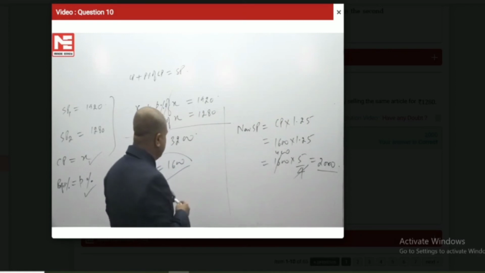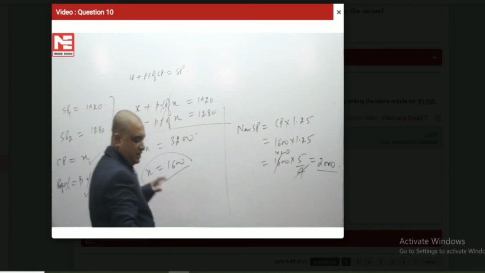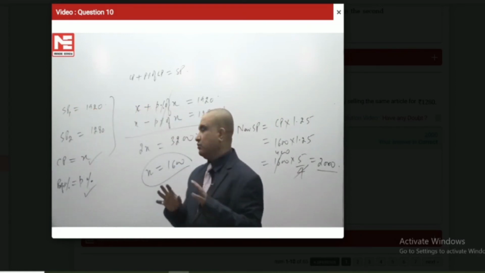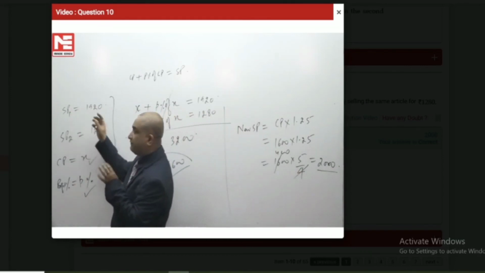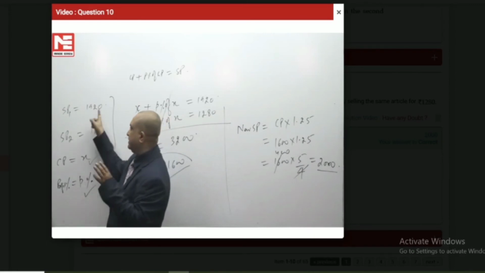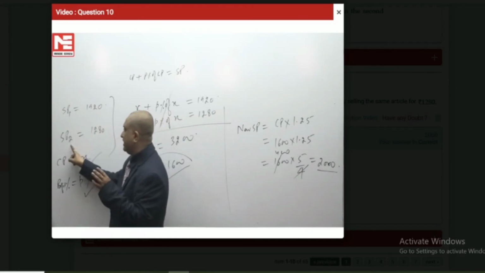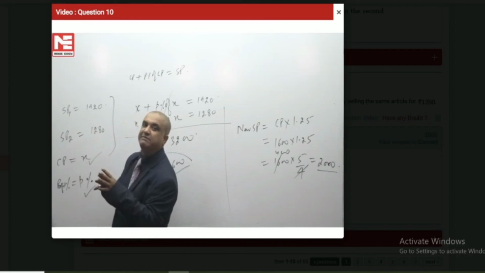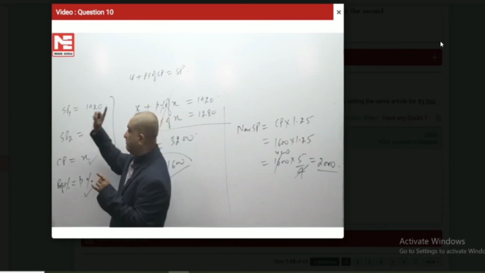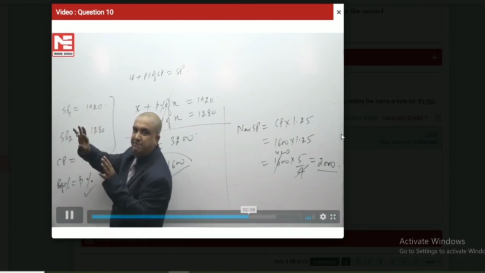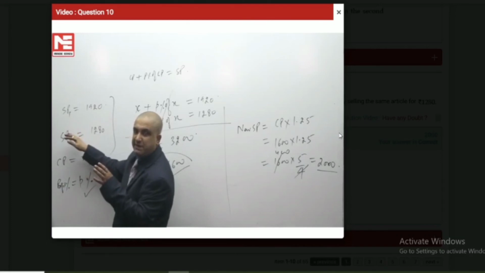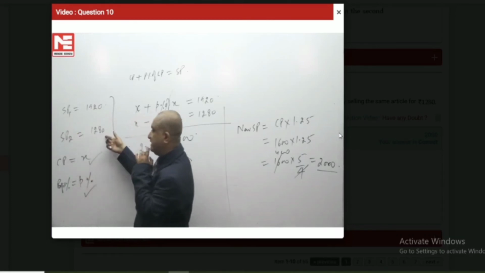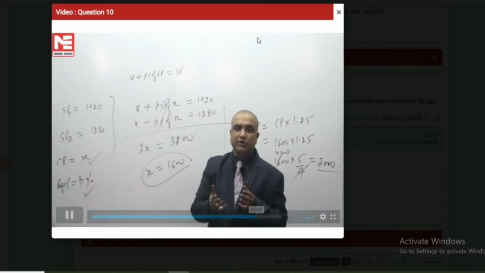Now there is a fairly simple way of looking at things. We need not solve this question at all, because, fairly simple, we can say SP1 after making a profit of P percent, SP1 is this, and SP2 after making a loss of P percent, because the profit percentage and the loss percentage is the same. So whatever we are adding, CP plus P percent of CP is 1920, CP minus P percent of CP is 1280.